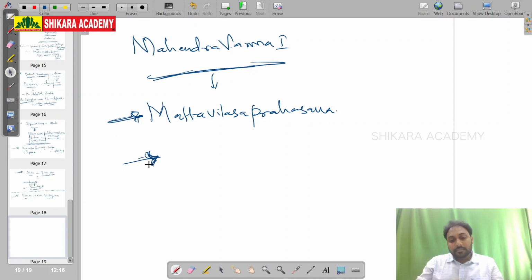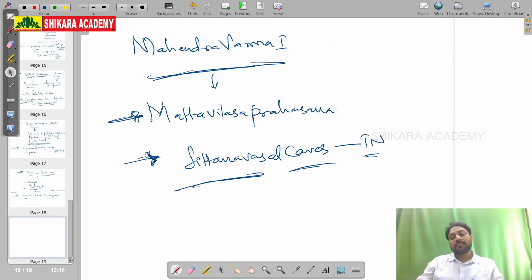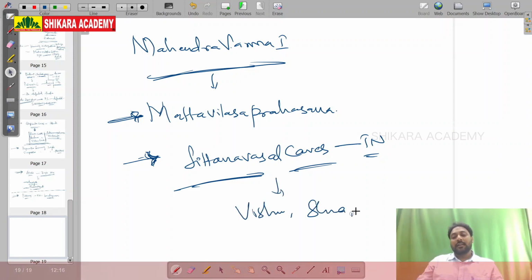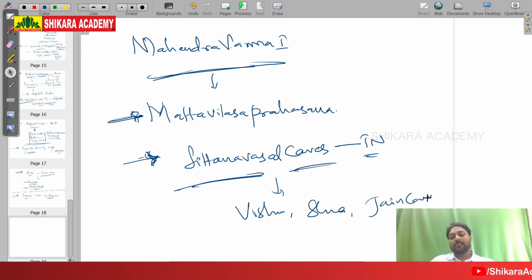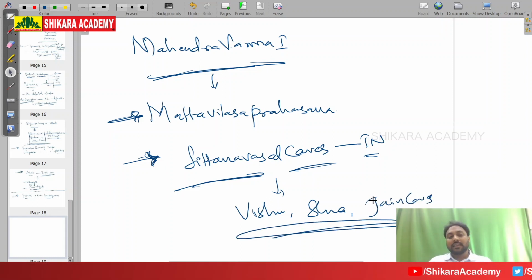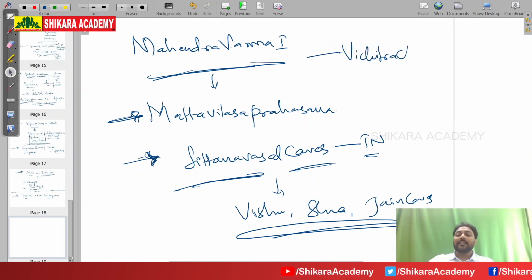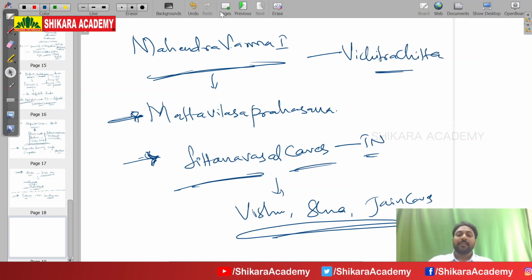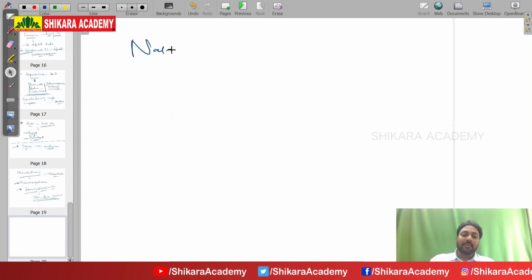Mahendravarma I built the Sithanavasal caves in Tamil Nadu. Here you see Vishnu, Shiva, and Jain caves, so he gave importance to Jainism also. Mahendravarma I had the title Vichitrachitta. Then comes Narasimhavarma I.